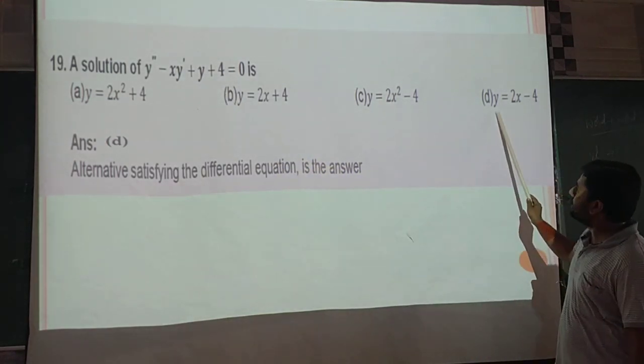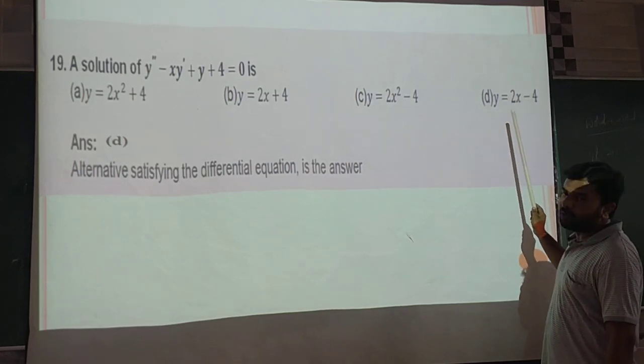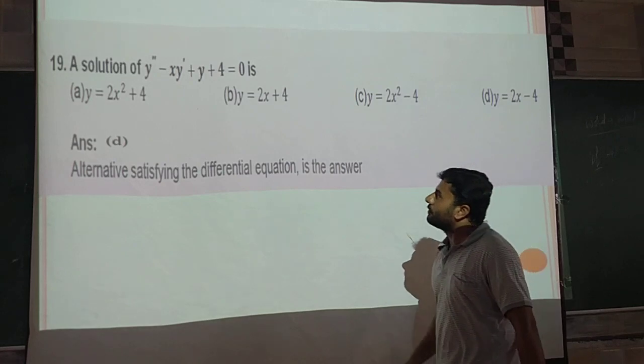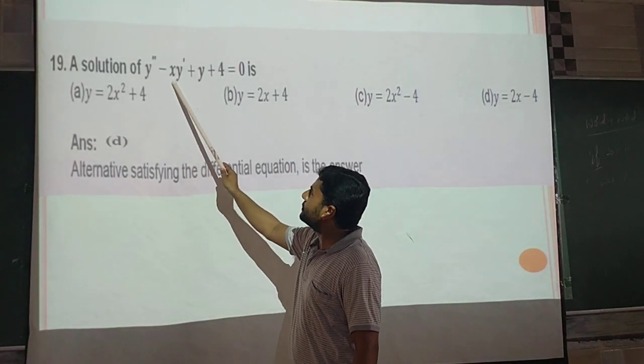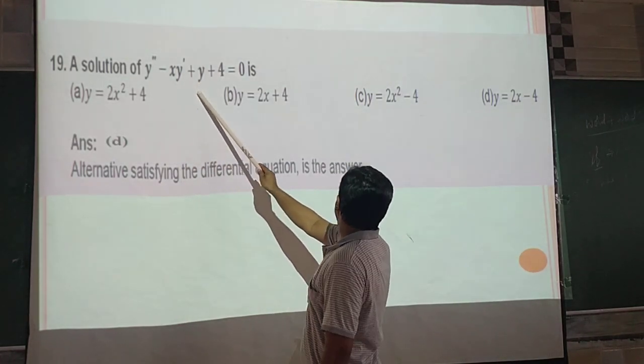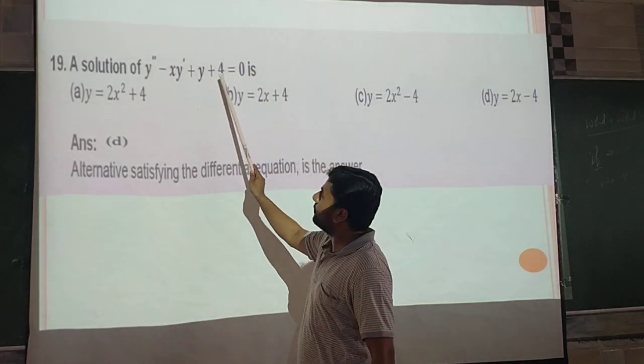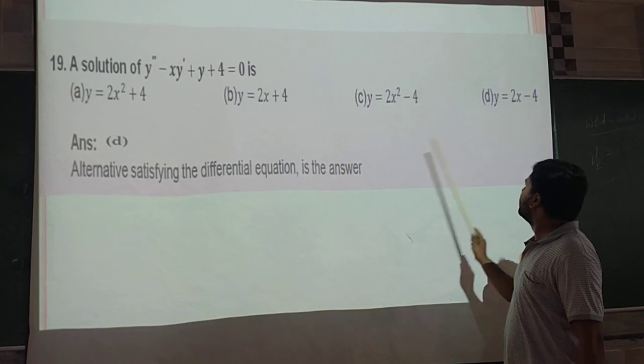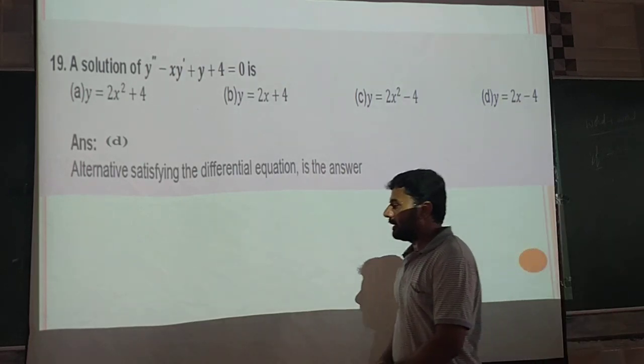But look at this one: differentiating y, y dash is equal to 2, y double dash is equal to 0. So y double dash value 0 minus 2x into y dash value, minus 2x plus y, plus 2x minus 4 plus 4. Minus 2x plus 2x get cancelled, hence option D is the correct answer. Okay, next question.